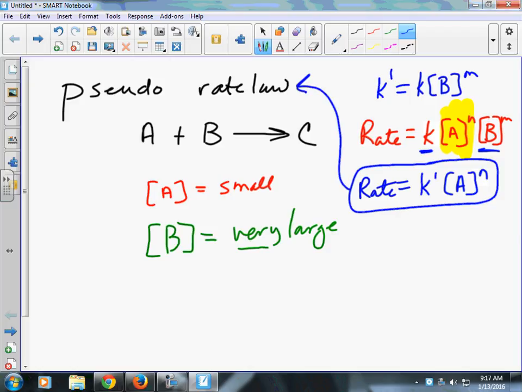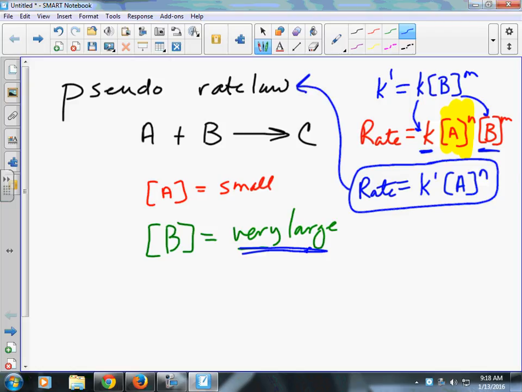So it's k prime, or is it [A] to the nth power? So k prime is equal to this and this. We're not measuring it, right, because we're keeping B very large. So we're not going to have any appreciable data for this. So we're going to redefine our rate law. The whole point of this, y'all, is to make it easy on us in the lab.